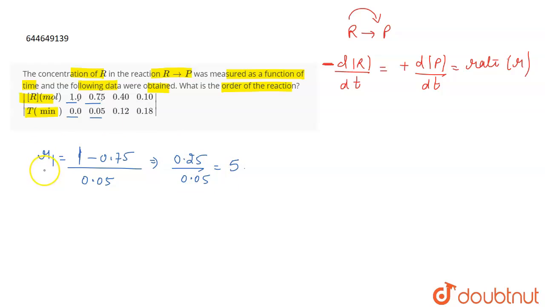So how do you calculate the rate? The change in concentration divided by the change in time. So this will be 0.05 minus 0. So actually this is what we are going to get.